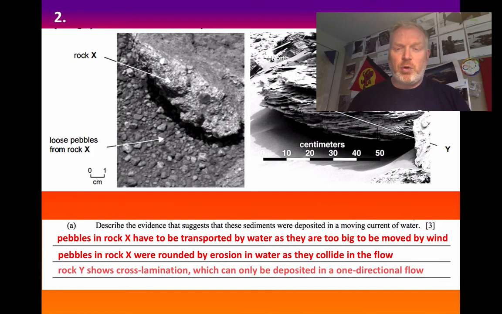And finally we can see in rock Y that we've got cross-lamination there. We know from the work you did earlier comparing Earth and Mars that cross-lamination can only be formed in a flow going in one direction.